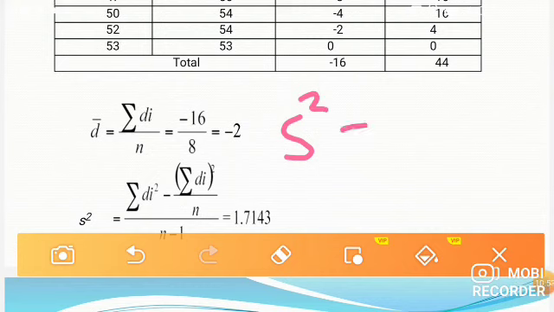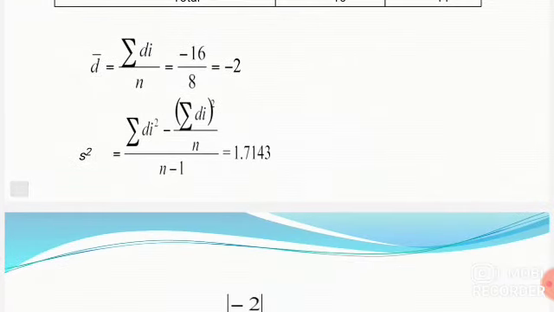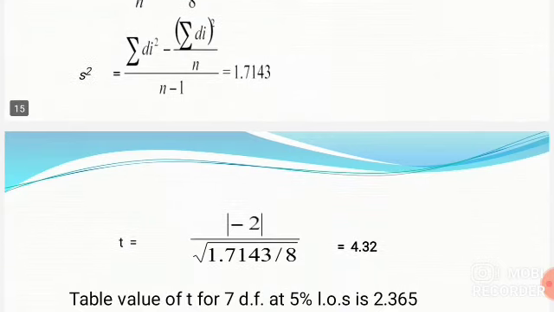Here summation di is minus 16 and summation di square is 44. Putting in the values, minus 16 divided by 8 and it's a whole square, we find s square equal to 1.7143.